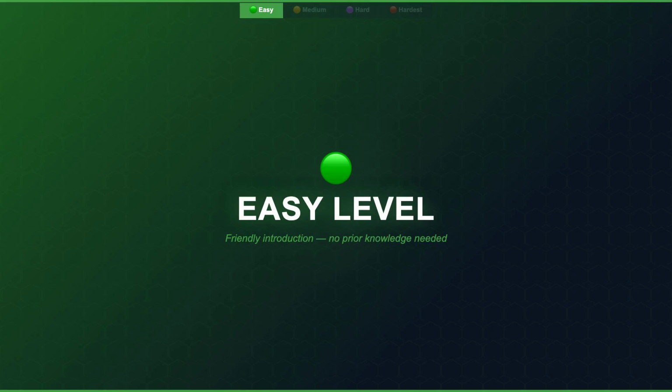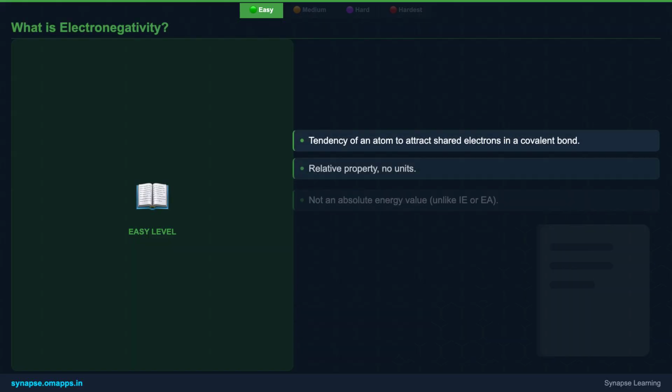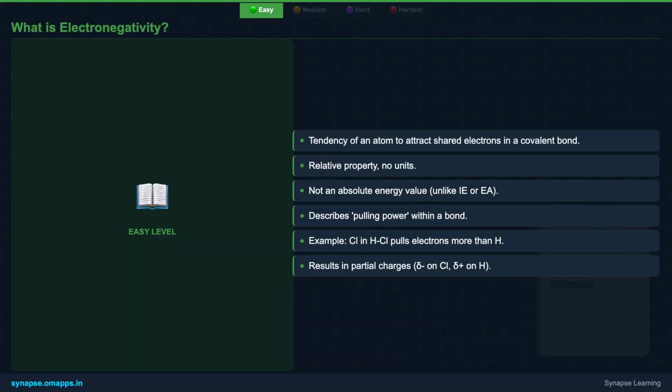Let's start with the basics of electronegativity. Imagine two atoms sharing electrons in a bond. Electronegativity is simply the power of one atom to pull those shared electrons closer to itself. It's a relative concept, meaning we compare how strongly one atom attracts electrons versus another. Think of it like a tug-of-war for electrons within a chemical bond.